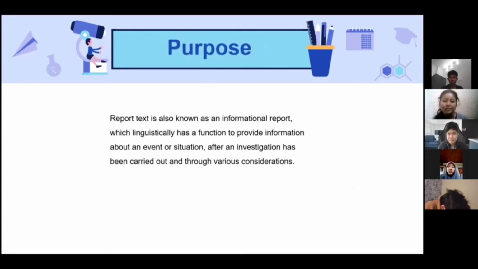Next slide. I will be explaining the purpose of this report text. Report text is also known as an informational report, which linguistically has a function to provide information about an event or situation after an investigation has been carried out and through various considerations.